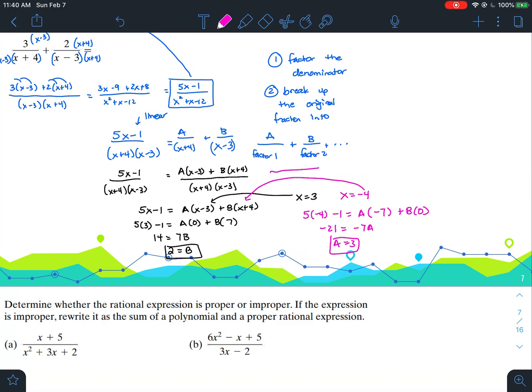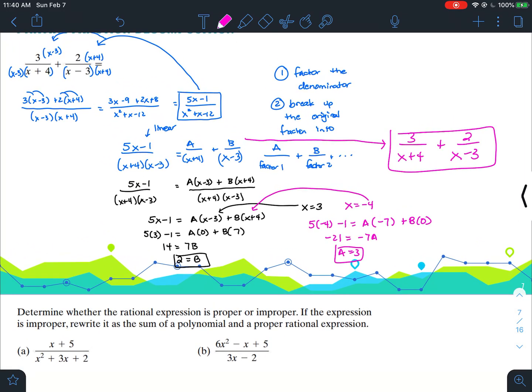So if I want to decompose this fraction back into its original pieces, I would get A, which is 3, so 3 over x plus 4, plus B, which was 2, over x minus 3.